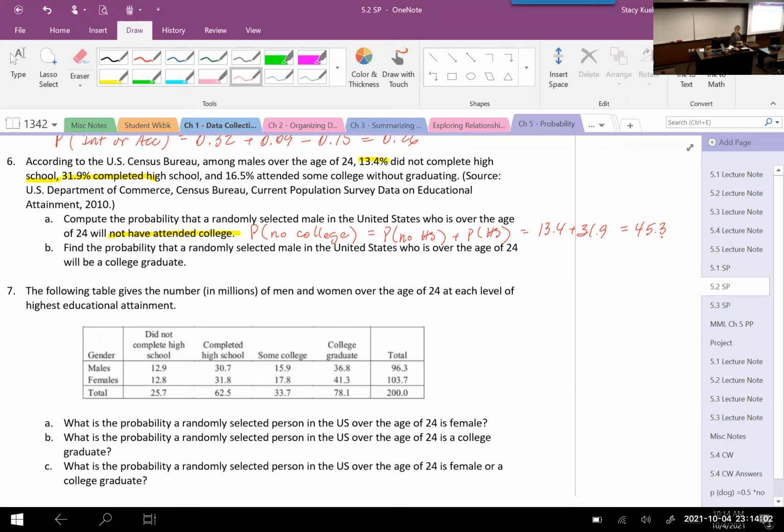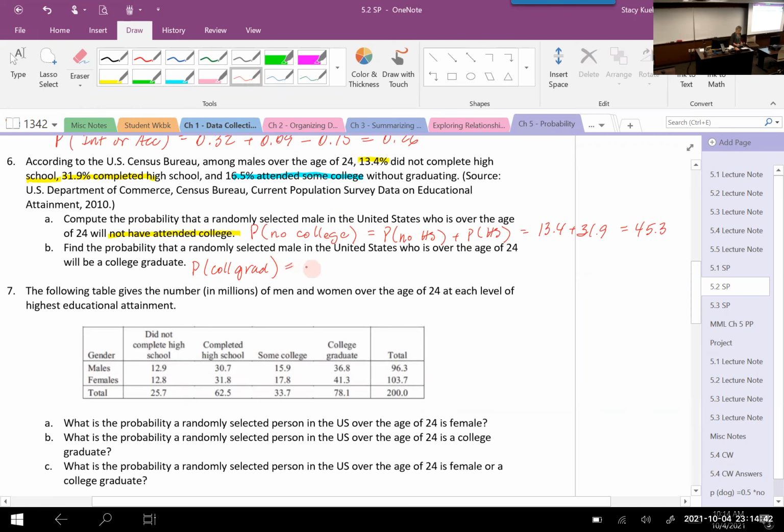Find the probability that a randomly selected male will be a college graduate. So the probability of college graduate. In the sentence, I know that you did not complete high school, that you completed high school, that you had some college without graduating. Nothing in there is implying that you did graduate, right? So this is where we can take that complement, right? I don't know how many did graduate, but I know how many didn't make it there, right? So this is an example of the complement.